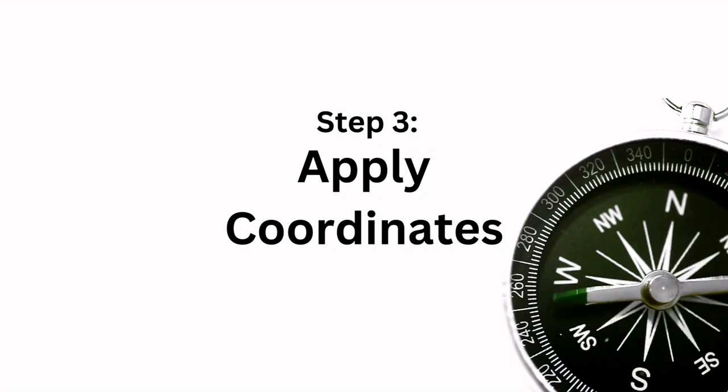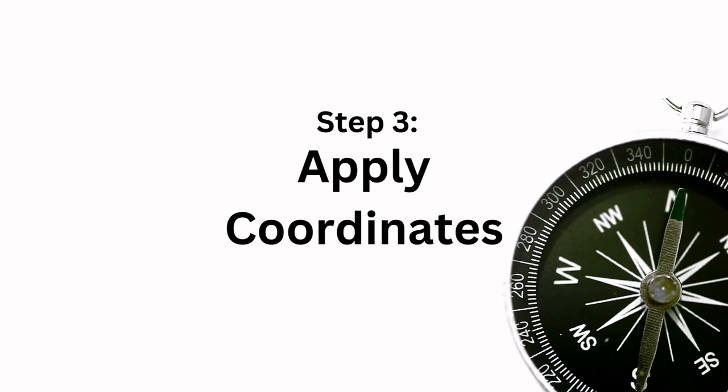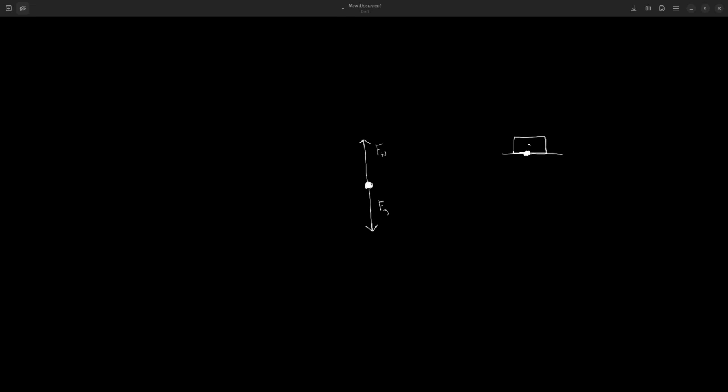Step 3 is to apply the coordinates. We're going to be setting a coordinate system for our entire system. And then we're going to be breaking up each individual vector so that they lie on one of those coordinate axes. For our block problem, defining a coordinate axis is very simple. We simply pick this direction to be positive in, let's say, y. That means that this direction going down is negative in y. And our vectors already lie along that axis, so we don't really have to do anything extra.